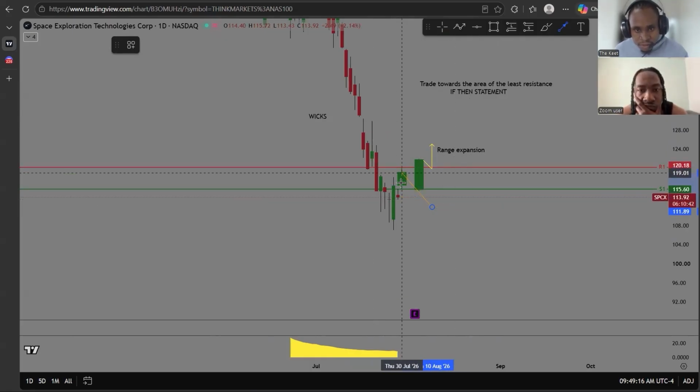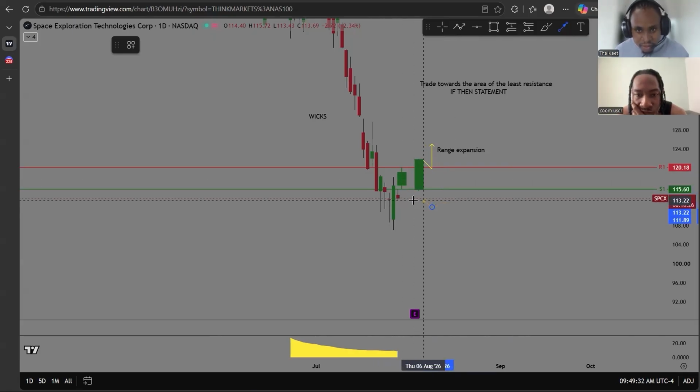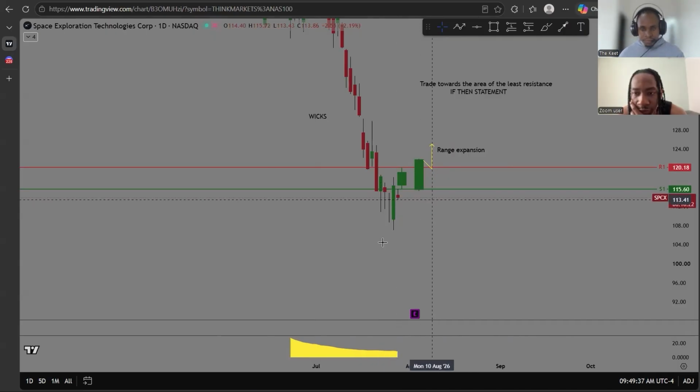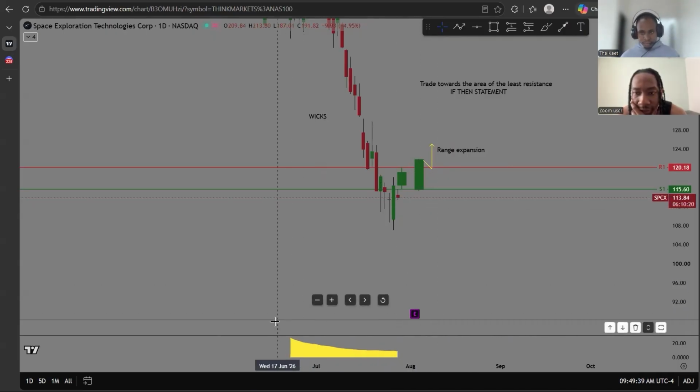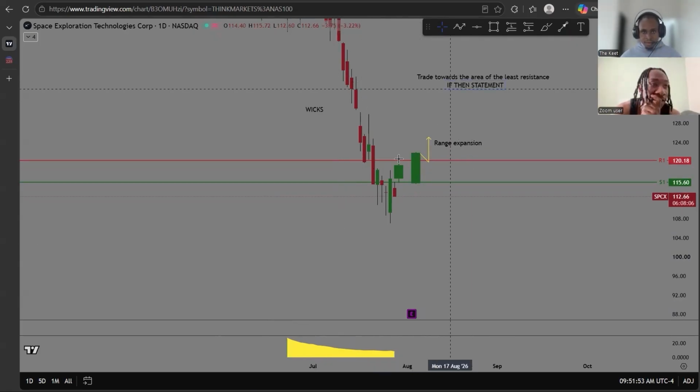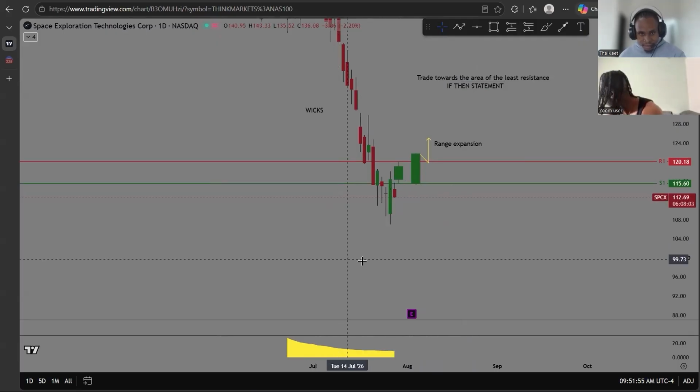So on this one right here, the wicks, the top and the bottom, show where price has traveled. Can you call the prices on this particular candle where price has traveled to? It traveled from 115.60 to 120.18. You understand what I mean?